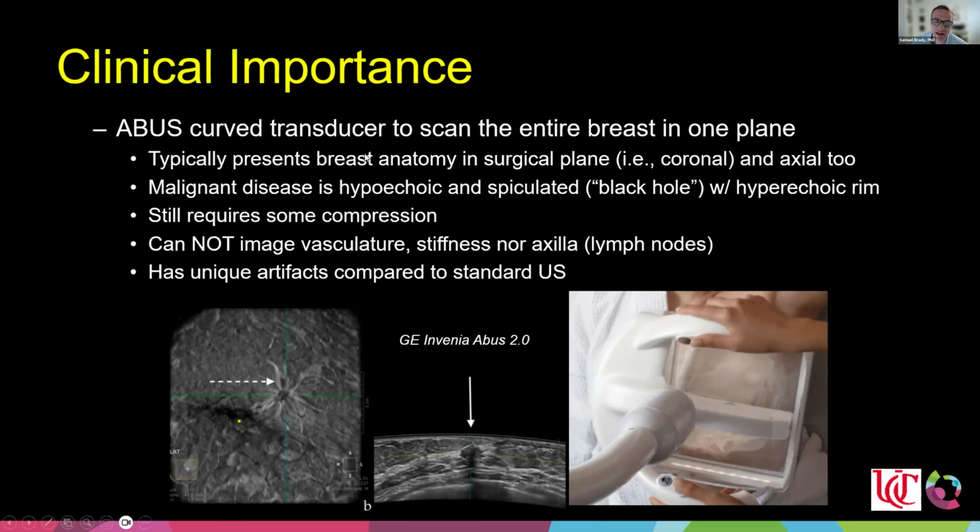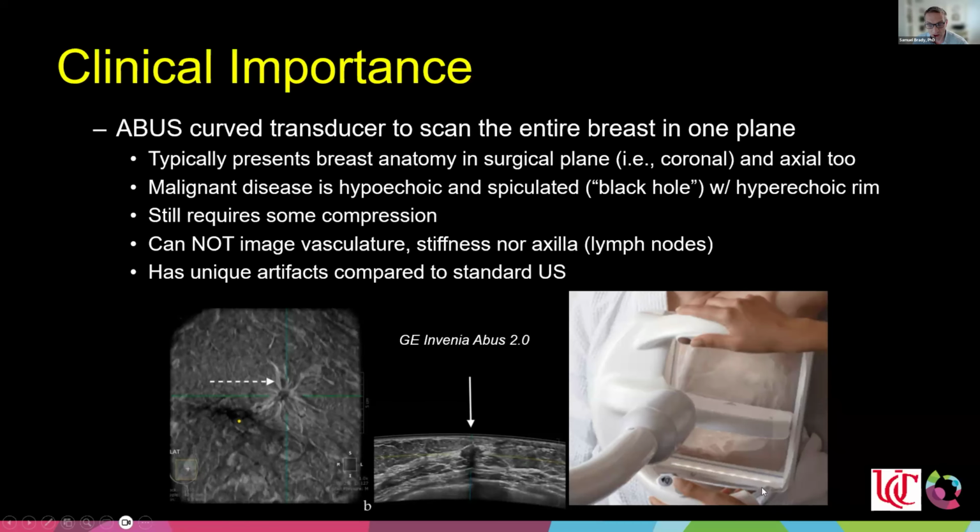The benefit of this is that it presents the breast anatomy in a surgical plane, i.e. in the coronal plane, though you can get axial imaging too. It does, however, present the disease slightly differently than what we're used to with traditional ultrasound. For example, malignant imaging tends to be what they call a black hole. It's hypoechoic with hyper-intense spiculation and usually a hyper-intense rim around it.